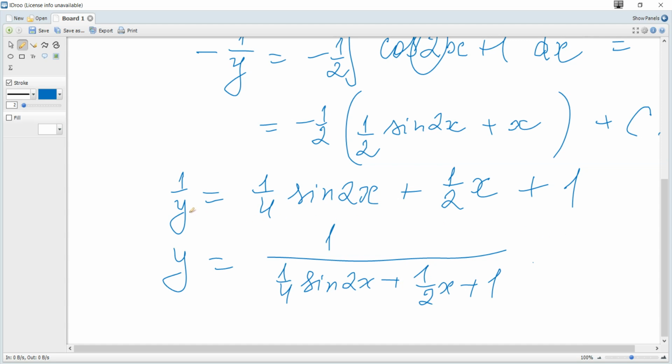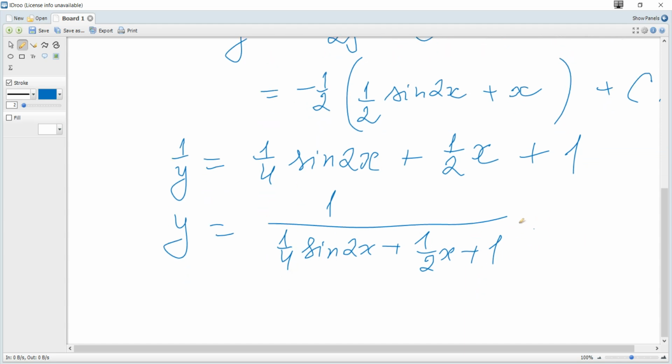Or you may solve for y firstly, with the constant, and then find the constant. To find the constant at this step, it doesn't matter, and it's the answer. And if you want, you may multiply each term by 4 to get 4 over sine of 2x plus 2x plus 4.